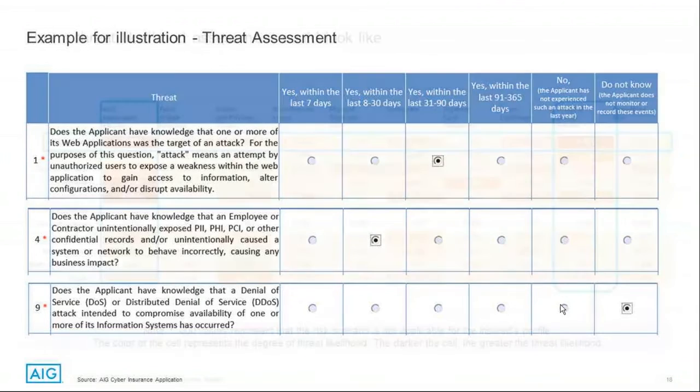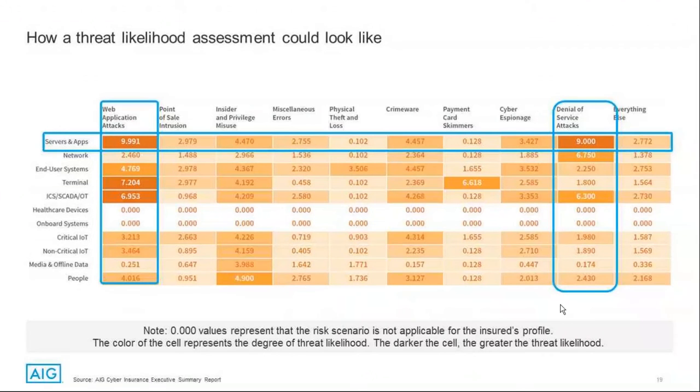This then allows us again to map the likelihood of certain threats against the matrix that you've seen before. And here you can see clearly that, for example, web application attacks against servers and applications have a very, very high threat.